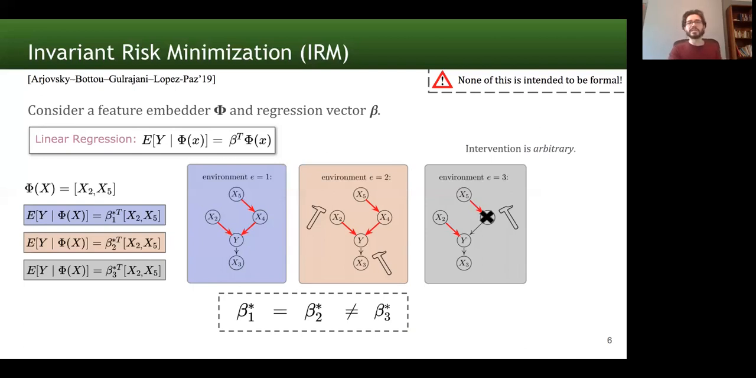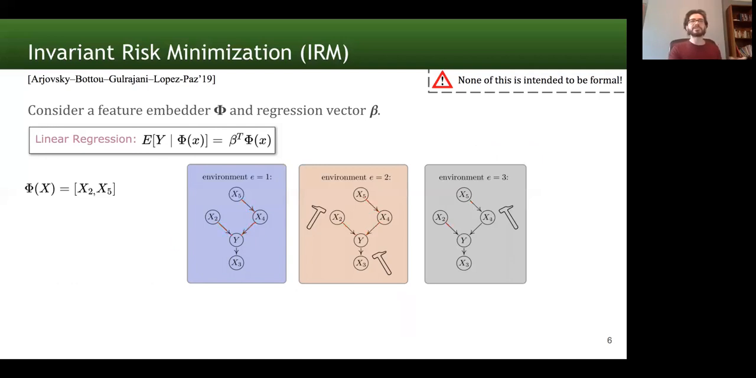In particular, if we were to use beta 1 star to predict in environment 3, we could make it perform arbitrarily poorly because this intervention could totally reverse the correlation between y and any particular feature. So we can see that when we've uncovered the incorrect features, in a sense the non-invariant features, in some environments we can expect arbitrarily poor performance. And so we've failed to recover this minimax predictor. This gives the sense that this feature embedder is not the correct feature embedder.